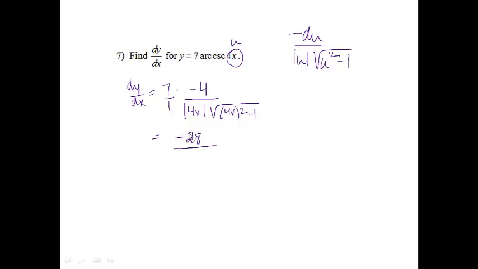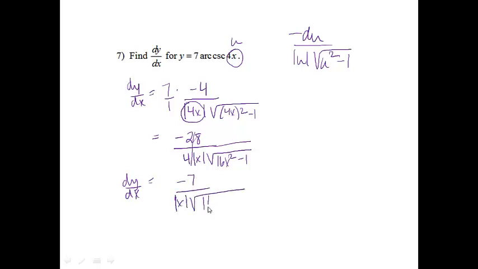And then on the bottom, a couple things I'm going to do. The first thing is, since 4 is inside of the absolute values, the absolute value of 4 is just 4, so I do not need the 4 in the absolute values, but the x is going to stay in the absolute values. And then the square root: if I take 4x and I square it, that will give me 16x squared minus 1. And then my final step, to get dy/dx, I'm going to reduce negative 28 over 4 to negative 7 over the absolute value of x times the square root of 16x squared minus 1.